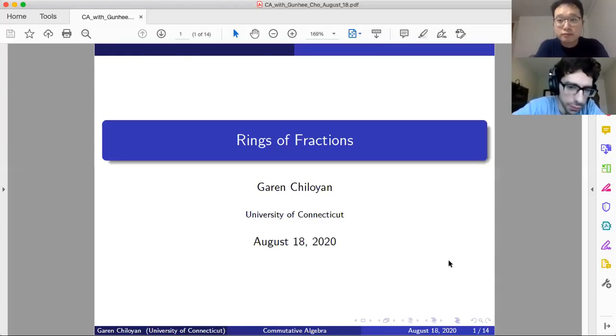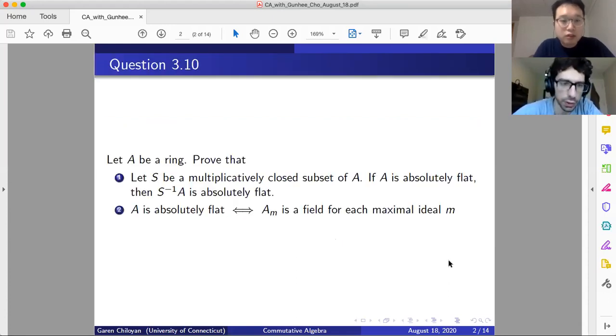Okay, so today, like last week, we'll go over some questions in the back of chapter 3. Again, rings of fractions and modules of fractions. So let's go over the first question. This is question number 10 in the back of chapter 3. I'll define what absolutely flat is in a minute.